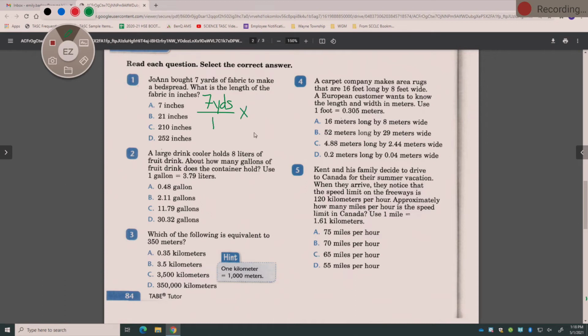Then I know that eventually I'm trying to get to inches. And so this second fraction needs to be yards down here in the bottom so that my yards will cancel out, and inches up here in the top. And so I know, or I can find out, that in 1 yard there are 36 inches. And so my yards cancel out, and 7 times 36 is 252 inches.